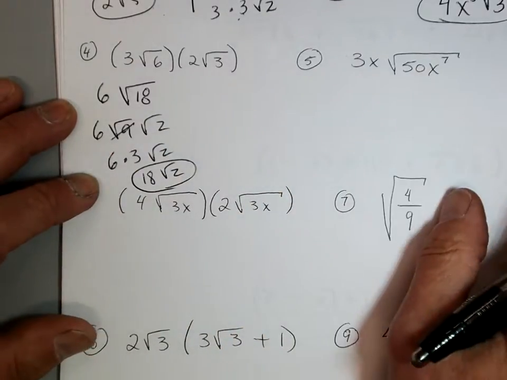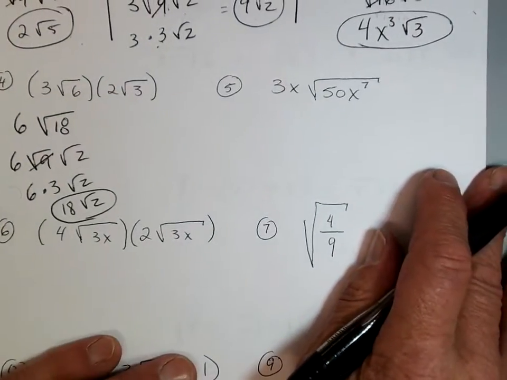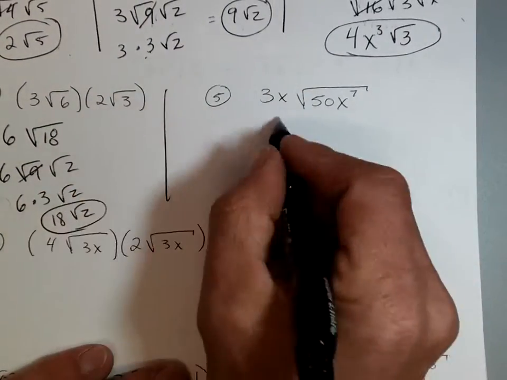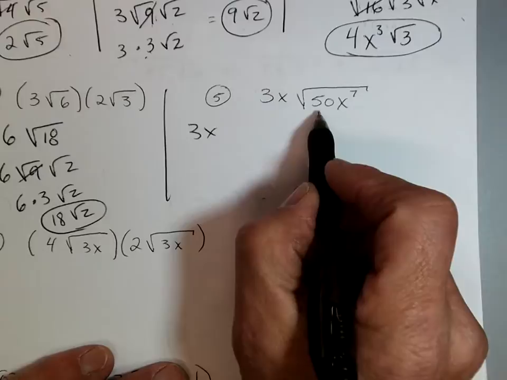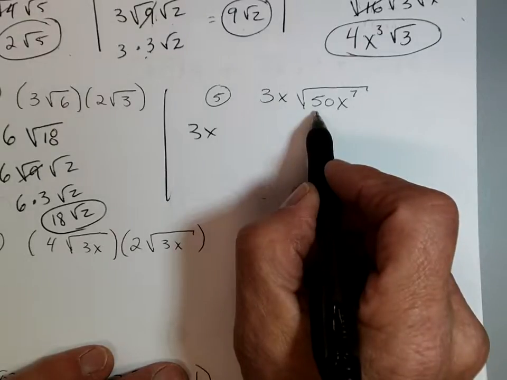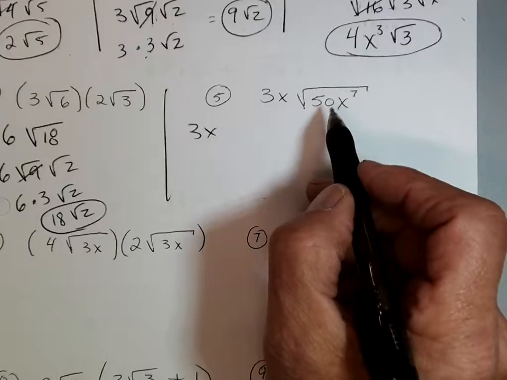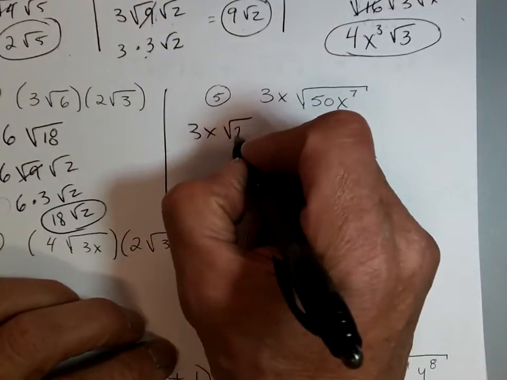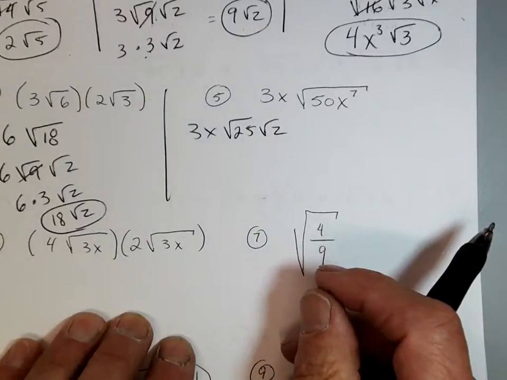Okay, remember this from last year? Yeah. Now, number 5 is a little bit harder, but I'm pretty sure we can do it. First of all, keep the 3x out. It's out. It's not in the square root. But we're going to break up 50. 25 and 2, right? Why 25 and 2? Because 25 is a perfect square.